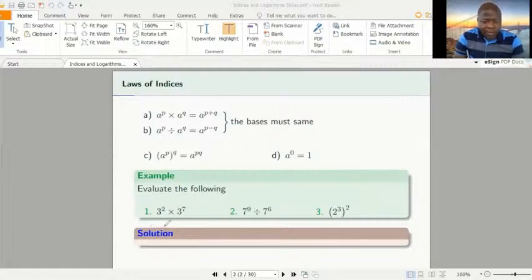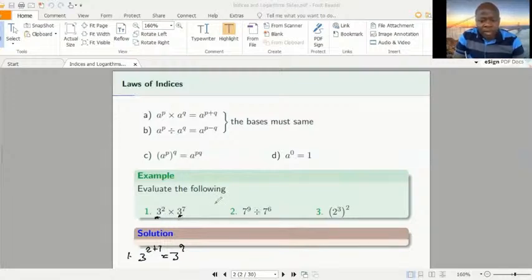Now the first example is this. Evaluate 3 raised to 2 times 3 raised to 7. The solution to this will just be 3 raised to 2 plus 7, which is 3 raised to 9. So just add the powers, since you realize that this base and this base are the same.